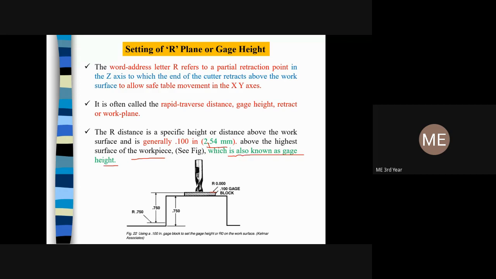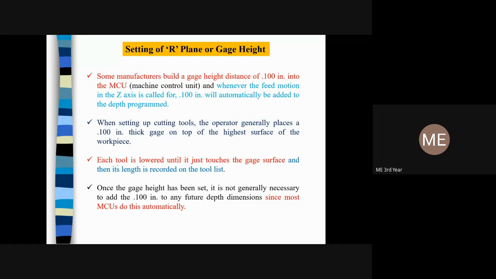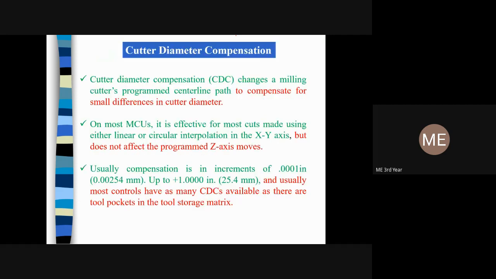This is important, and you will just read that one. Some manufacturers build a gauge height distance of 0.1 inch into the MCU, that is the machine control unit. So these are the things which are very important, sometimes the gauge height for the drilling operation.